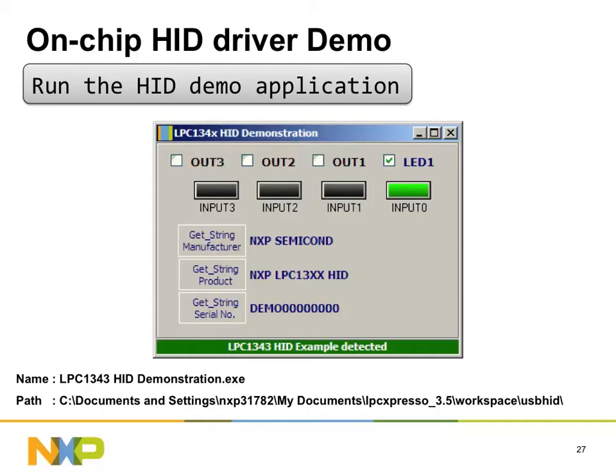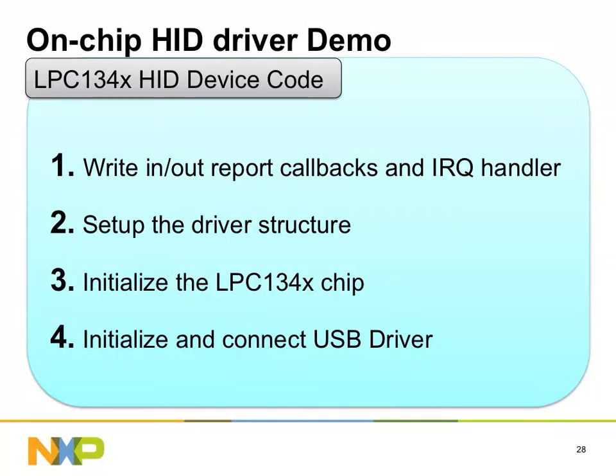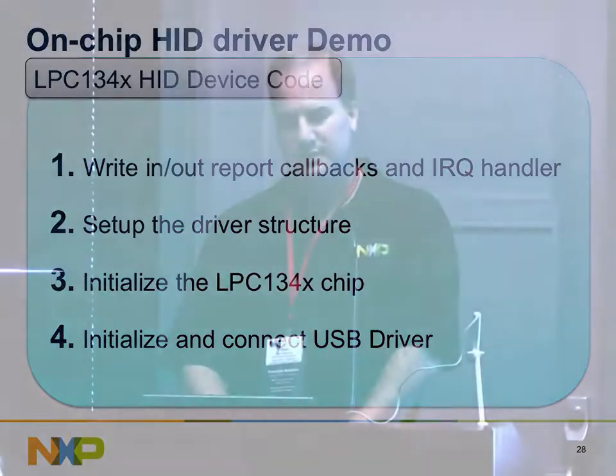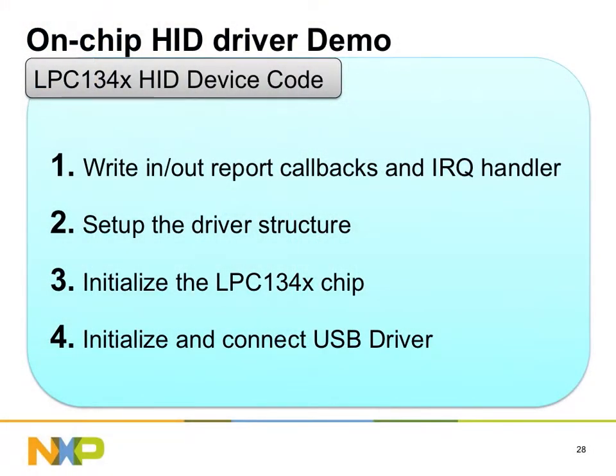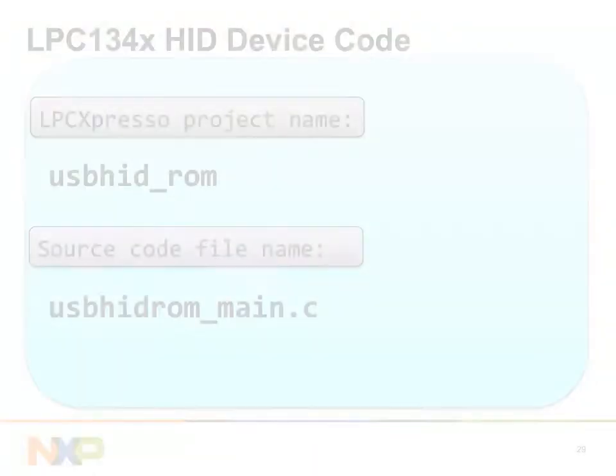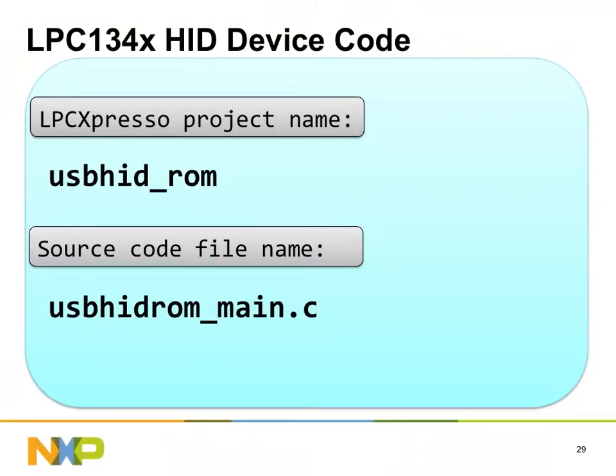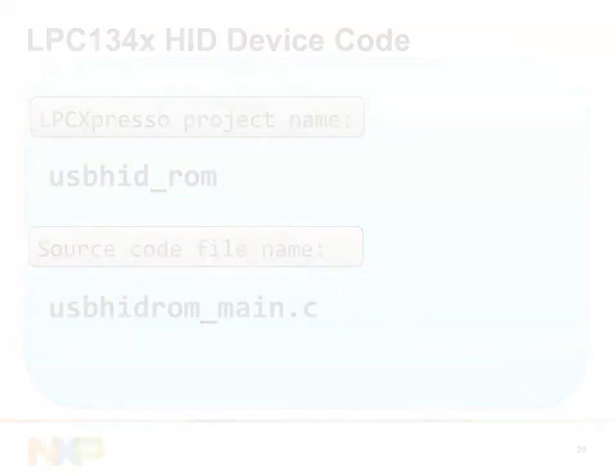And I can turn the red LED on and off. That's this one right here. These are the main four things that you do. You write the callbacks and the IRQ handler. You set up the driver structure. This is a structure you hand to the initialization code. It tells it what type of class it is and where the callback functions are. You initialize the chip, and then you initialize and connect to the USB driver. And all of this code is located in this file here, USB HID ROM.